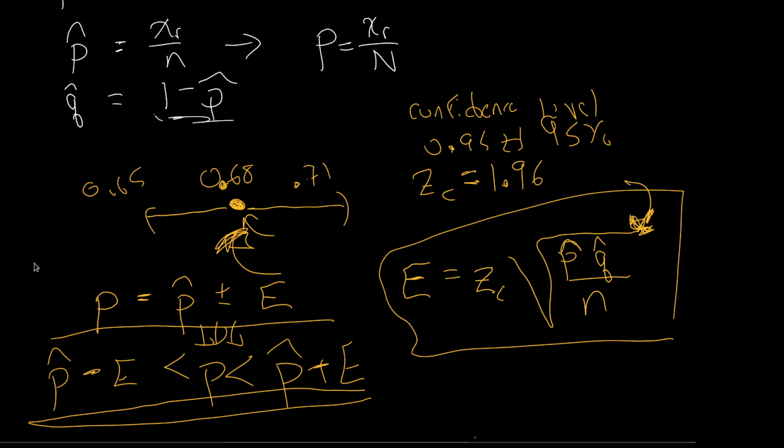So let's come through here and do one. If we take that 0.068 that we got from the experiment of US adults, let's do that to a confidence level of 95%.